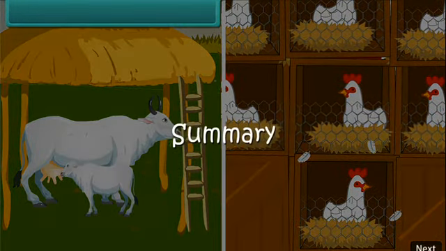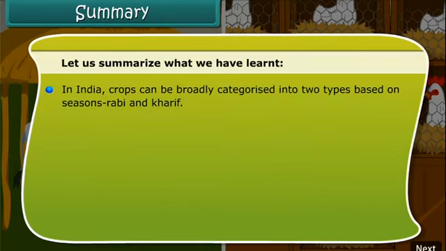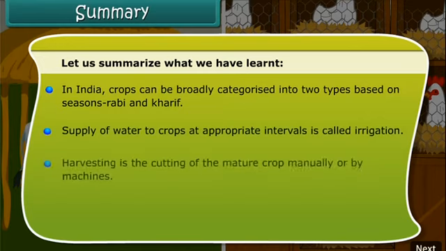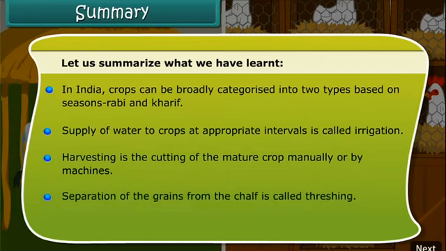Summary. Now friends, let us summarize what we have learned so far. In India, crops can be broadly categorized into two types based on the seasons they are grown in: Rabi and Kharif. Supply of water to crops at appropriate intervals is called irrigation. Harvesting is the cutting of the mature crop manually or by machines. Separation of the grains from the chaff is called threshing.